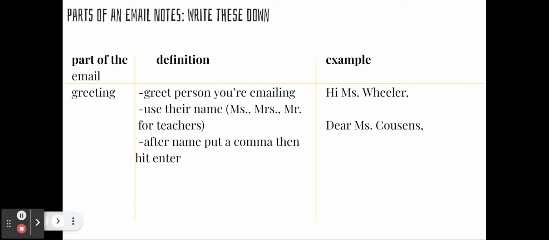Next is the greeting. We know about this from friendly letters and just human interaction. Greet the person you're emailing. Use their name and put a comma after their name, then enter. So for Miss Cousins, it's MS period. For Mrs. Williams, it's MRS. Mr. Grubler, MR period. And then you put their last name as usual, then the comma and enter. That's the greeting. You greet them.